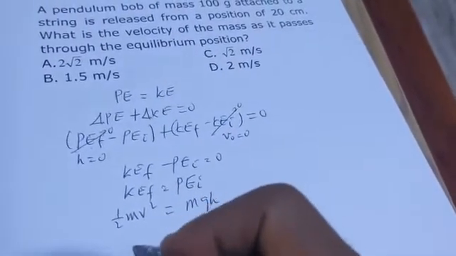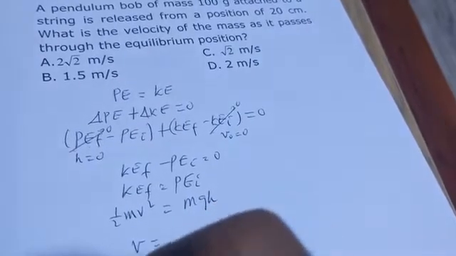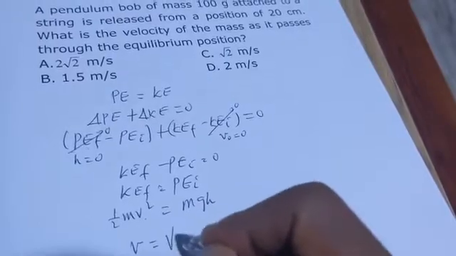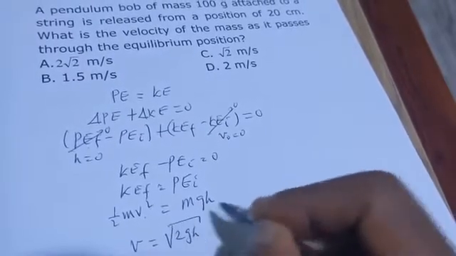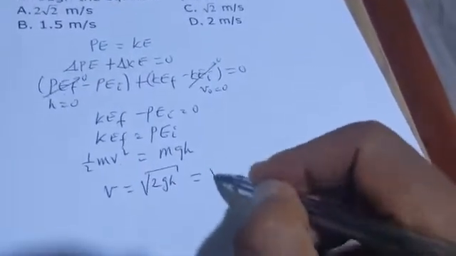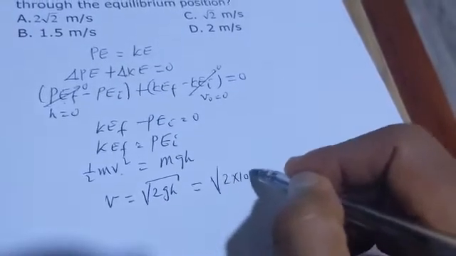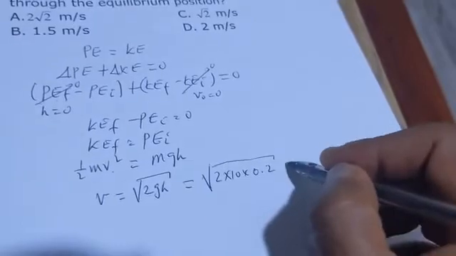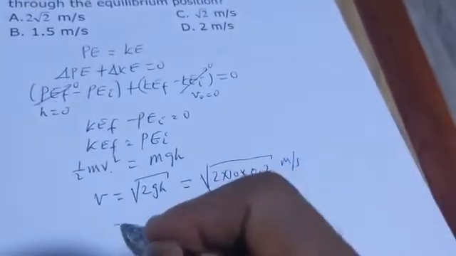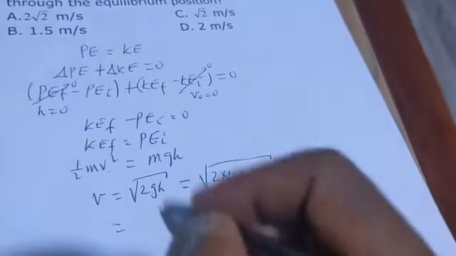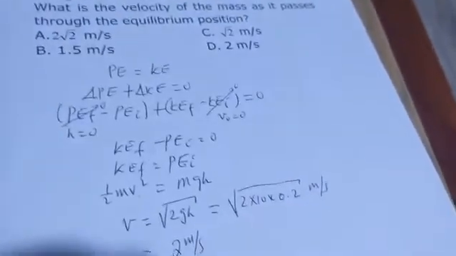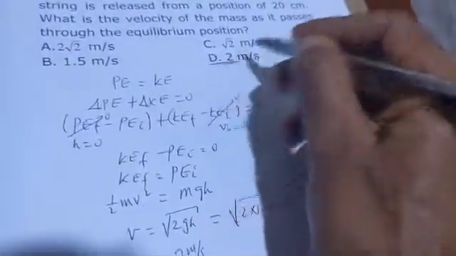Now, how much is the value of v as it passes through the equilibrium position? v is equal to the root of 2gh, which is the root of 2 times 10 times the height 0.2, in meters per second. This is 2 meters per second, the velocity as it passes through the equilibrium position. So the answer is D.